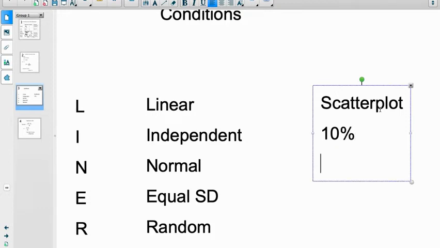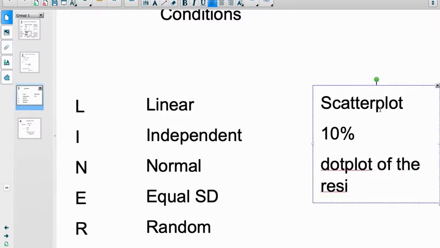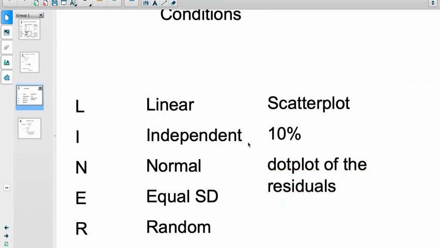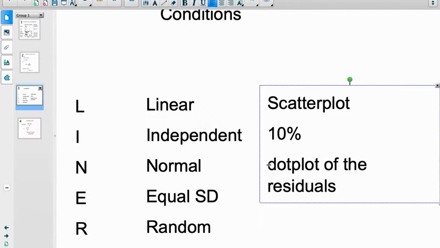The normal condition, this one, you have to look at a dot plot of the residuals. So for the normal condition, find your residuals. Hopefully you remember how to do that from chapter 3, and then make a dot plot or a histogram or something of those and see if it looks normal.